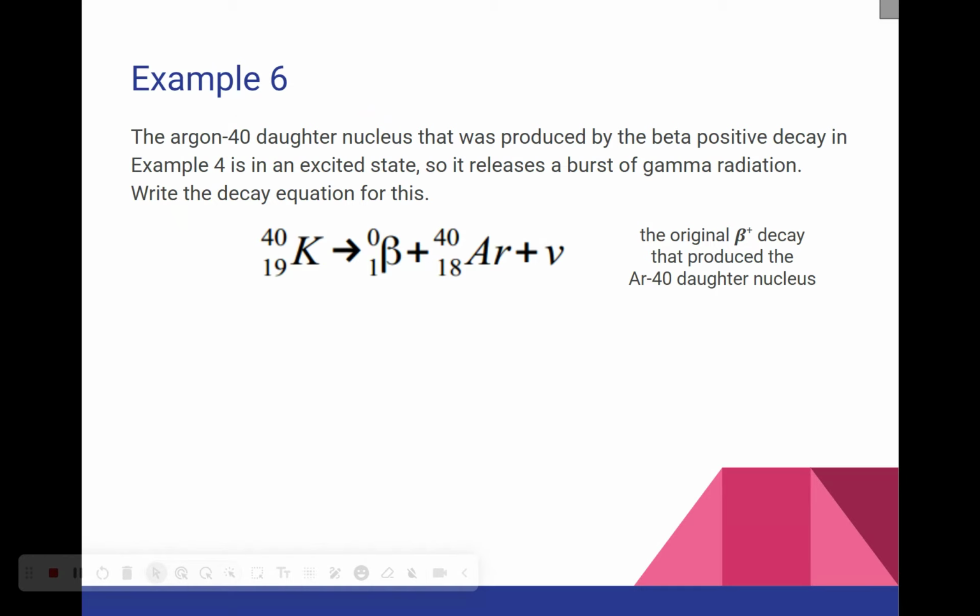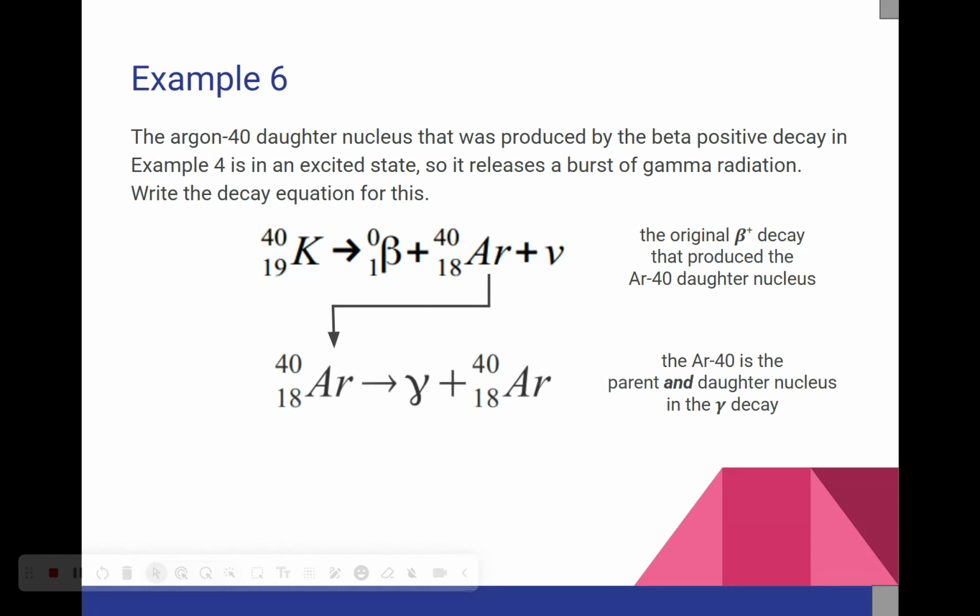Probably easiest to see this in an example. I'm going to go back to the beta positive decay that we showed in example number 4. And again, after that beta positive decay occurred, the daughter nucleus, the argon 40, is in a higher energy state. It's an excited energy state, so it gives off a burst of gamma radiation. So I'm going to use the argon 40 as my parent nucleus in a new decay that releases gamma, but gamma has no A or Z values, so my daughter is still argon 40.